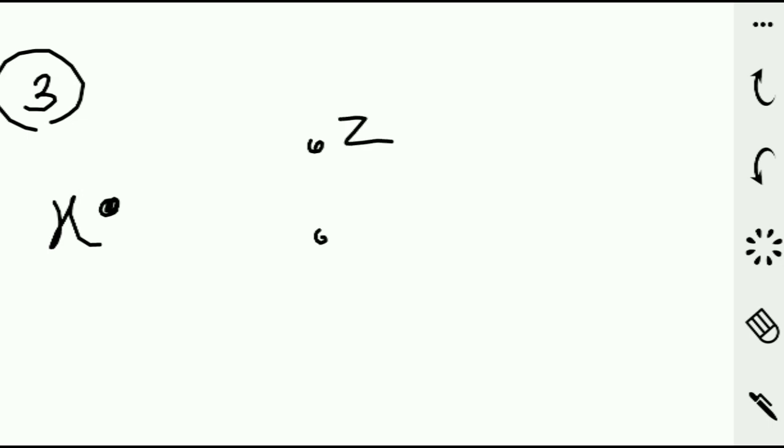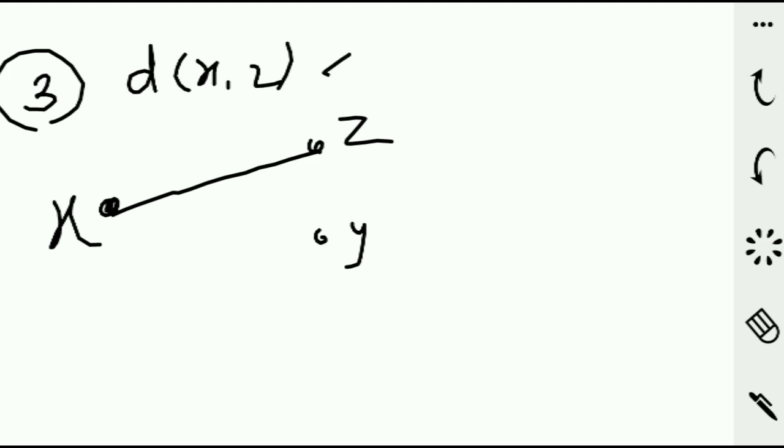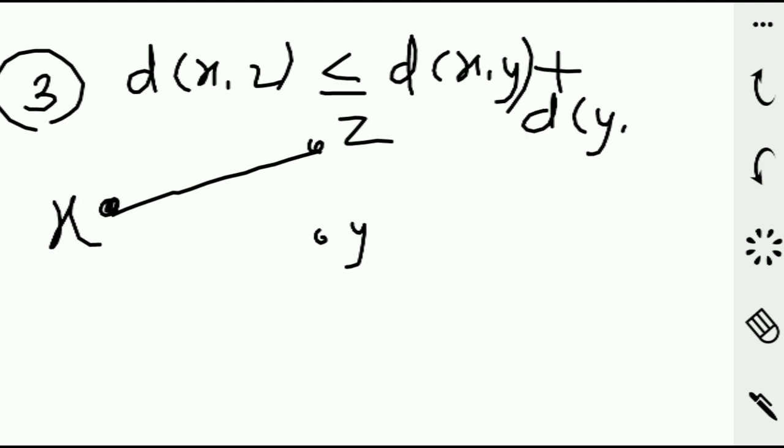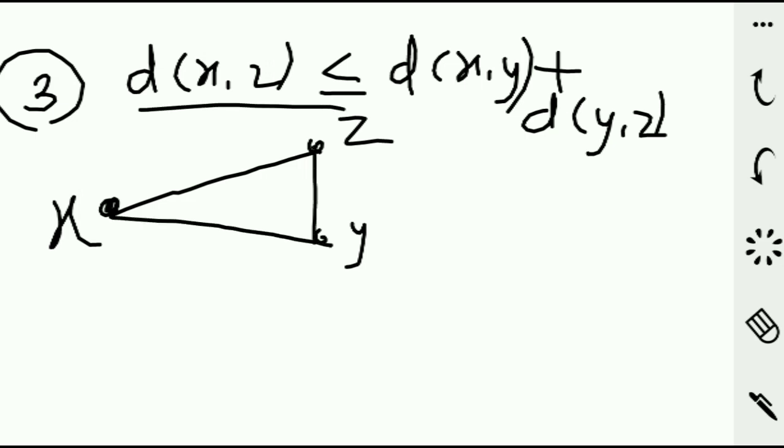The third property is the triangle inequality property. For example, you have this point X, here you have Z, and here you have Y. The distance between X and Z should be less than or equal to the distance between x, y plus the distance between y, z. So this is the triangle inequality property.